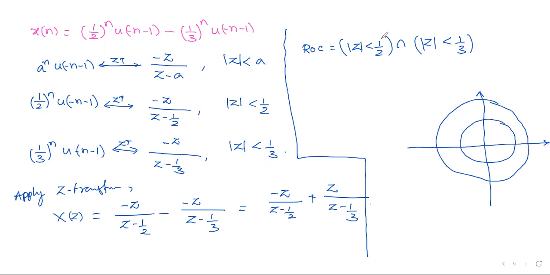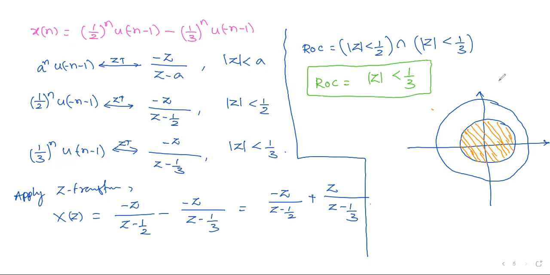So now what is the common area we will get? The common area will become, here is the common area, inside of the innermost circle. This is the resultant ROC. Because this signal we are drawing inside, this signal also we are drawing inside. So the resultant signal will be inside of the innermost circle. So now the resultant ROC is mod z is less than 1/3.